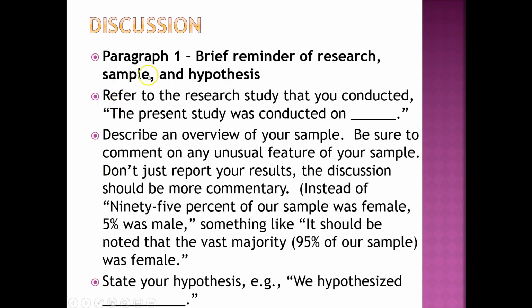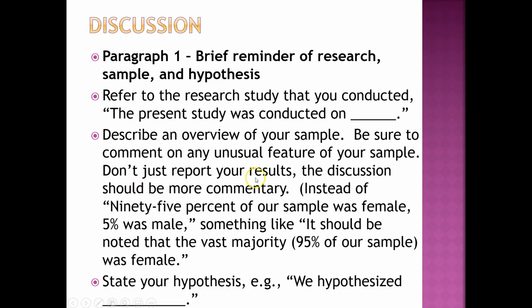As you're writing, your first paragraph, again, is your brief reminder of the research, your sample, and the hypothesis. So I'm giving you an outline here that will be good for this class. And again, as you become more familiar with writing, you can mix it up a little bit and add more to it. But this is a good basic discussion section. So you refer to the research that you conducted. The present study was conducted on, you fill that in. Describe an overview of your sample. You want to be sure to comment on any unusual features of your sample.